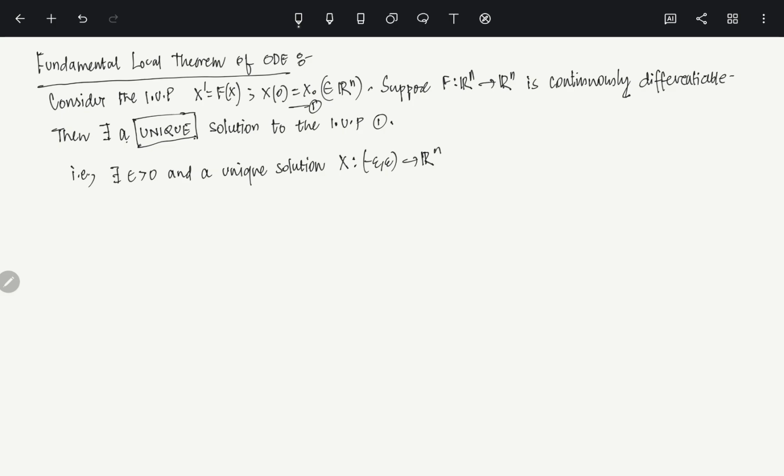So I am looking for a curve which passes through the origin, right? And at t equals 0, the curve should pass through the vector x naught. That's what I am saying: x of 0 equals x naught. It means that when the time is 0, the curve is at the vector x naught, and then the curve is moving according to the rule x prime equals f of x.